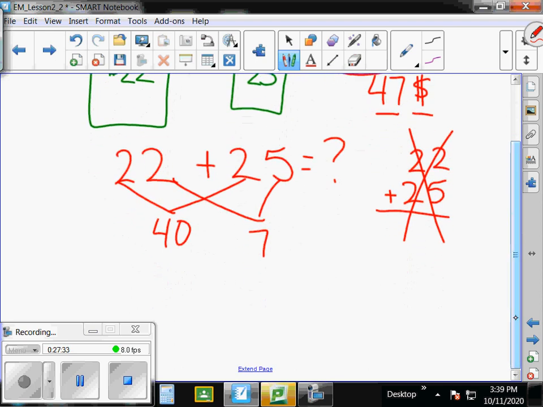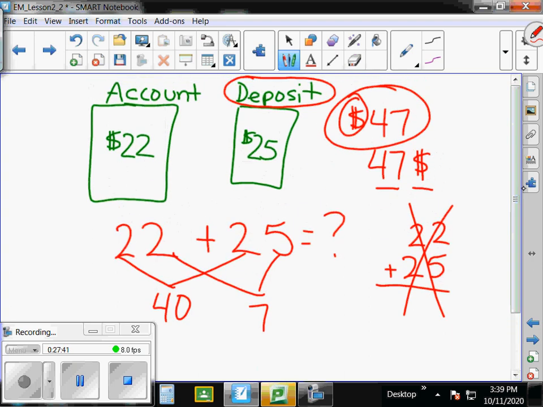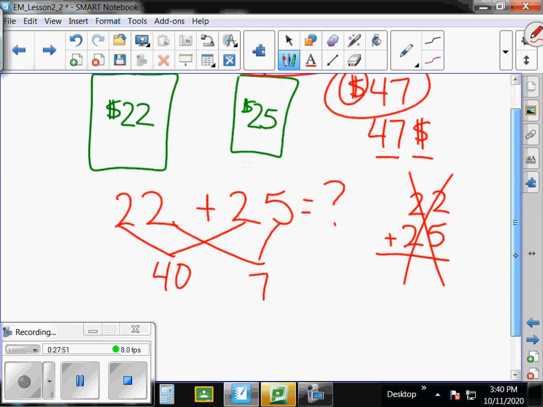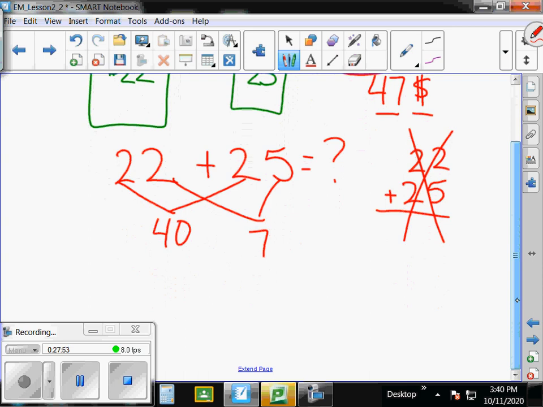Okay. How do you know your answer makes sense? Well, the end answer has to be greater than my starting answer, right? If I would have subtracted these numbers, then I would have ended up with a really small number, right? And I know that if I'm depositing, I'm putting more in, my ending number should be a lot bigger.